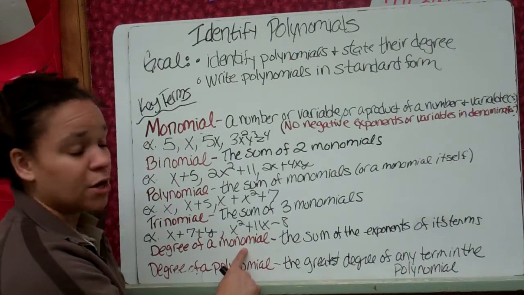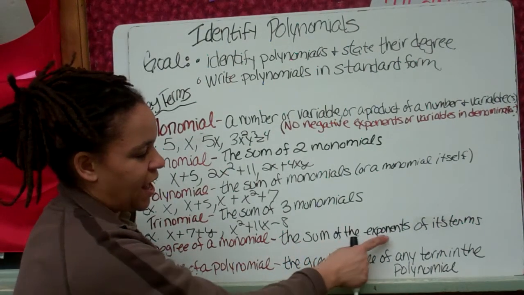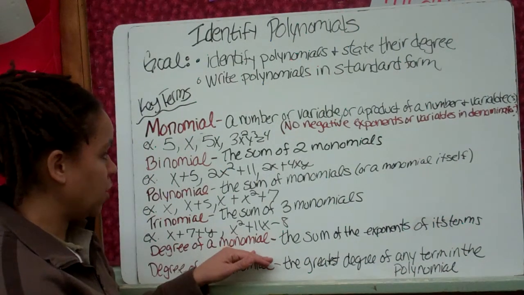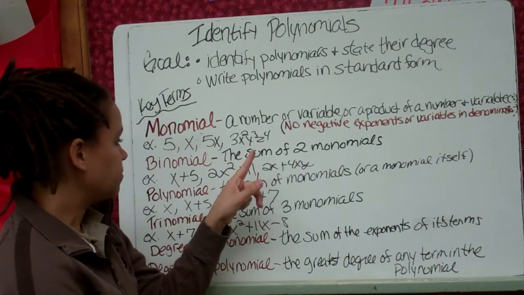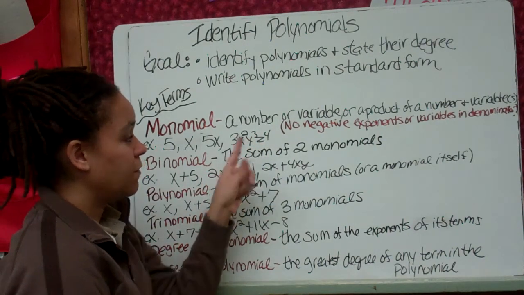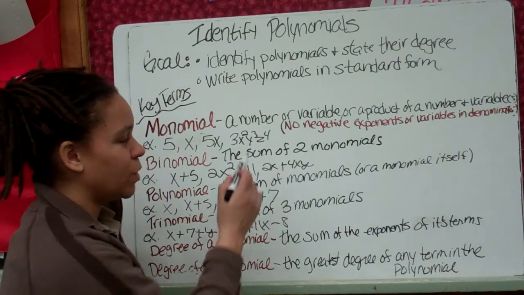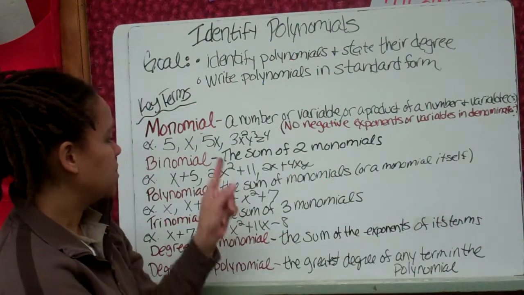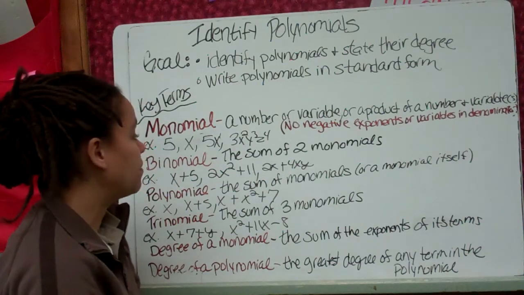And the degree of a monomial, what we're going to be finding, is the sum of the exponents of its variables. So we will look at that. If you have a monomial, let's go back up to here. The sum of the exponents. So we have a 2, a 3, and a 4. If you add those up, 2 plus 3 is 5, plus 4 is 9. So the degree of this monomial would be 9. It's the sum of its exponents. So here, this only has an exponent of 1. So the degree of that monomial would be 1.